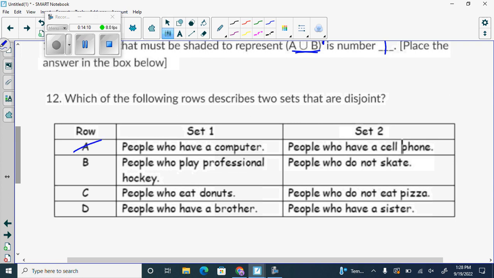This one, people who eat donuts and people who do not eat pizza. There are people in the world who are like this, so there's some overlap. People who have a brother, people who have a sister. There are people with brothers and sisters, so there is overlap. I hope that this is disjoint. People who play professional hockey and people who do not skate. I don't know how you could play professional hockey if you can't skate. They do not work. So it would be B.